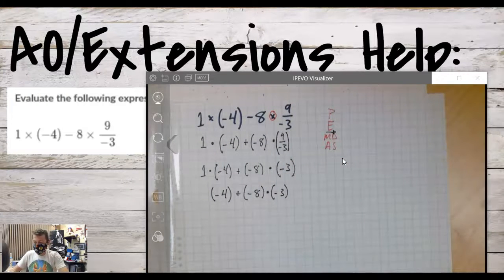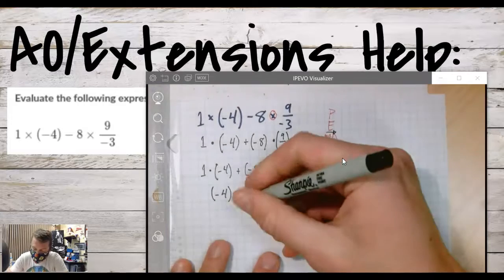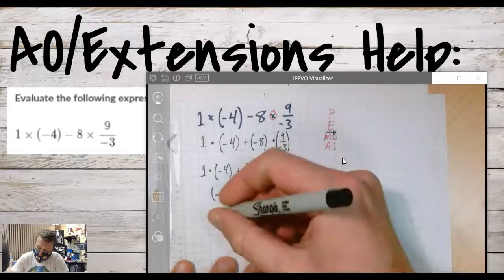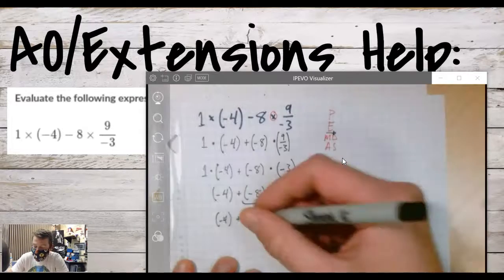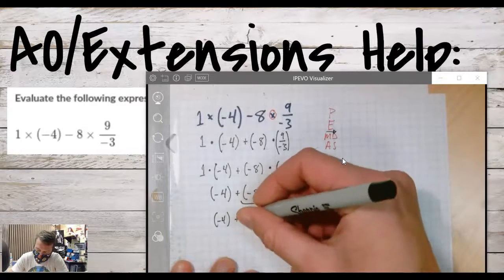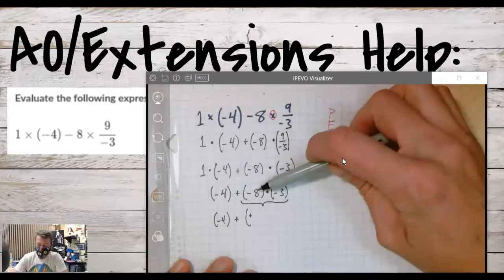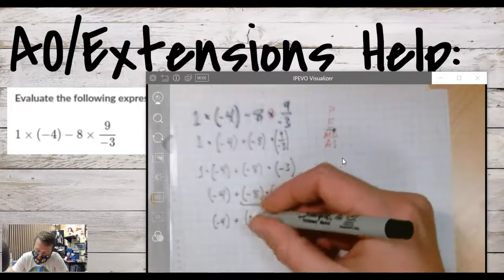So now, working left to right, we still have another multiplication to look at. And this is a negative times a negative, right? What's a negative times a negative going to give us? A positive. So we know that this answer is going to be positive. I'm going to put a little plus just to remind myself, because there's a lot to keep track of. And then 8 times 3, 8, 16, 24.